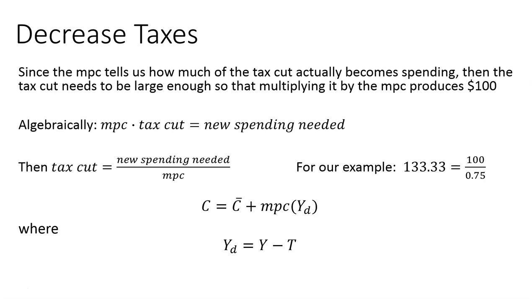If that's the case, then we can divide both sides of that equation by the MPC, giving us the tax cut we need should be equal to new spending needed, $100, divided by the MPC. For the numbers we're working with, that means we've got a $100 new spending need divided by a 0.75 MPC, which comes out to a tax cut of $133 and a third. That $133 and a third tax cut decreases taxes by $133 and a third.